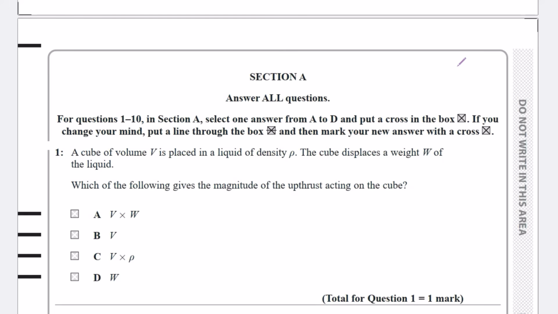So all you have to do for this question is literally just recall the definition of upthrust. Upthrust is the weight of fluid displaced. And guess what? They have tried to complicate things, but you don't lay your feet in the trap. So upthrust is basically the weight of fluid displaced, and they have directly given you the weight of fluid displaced, that is W. So the answer should be W, meaning D.